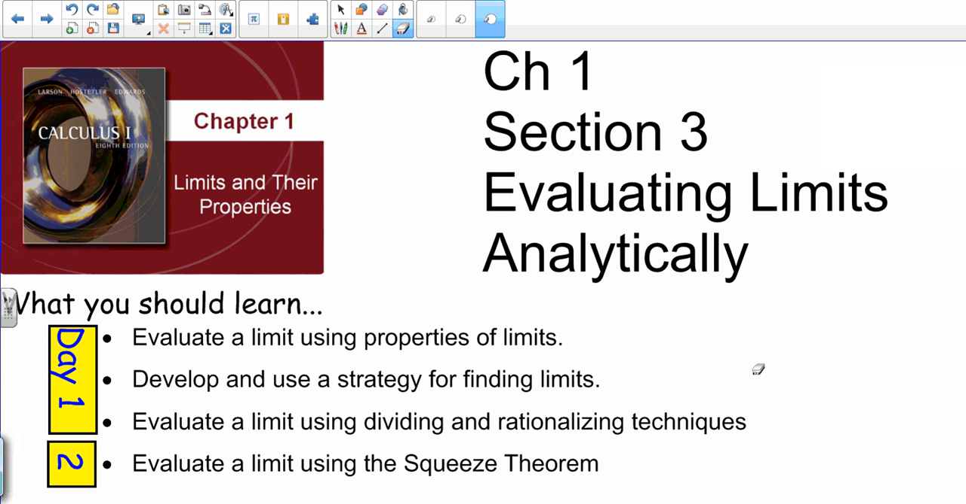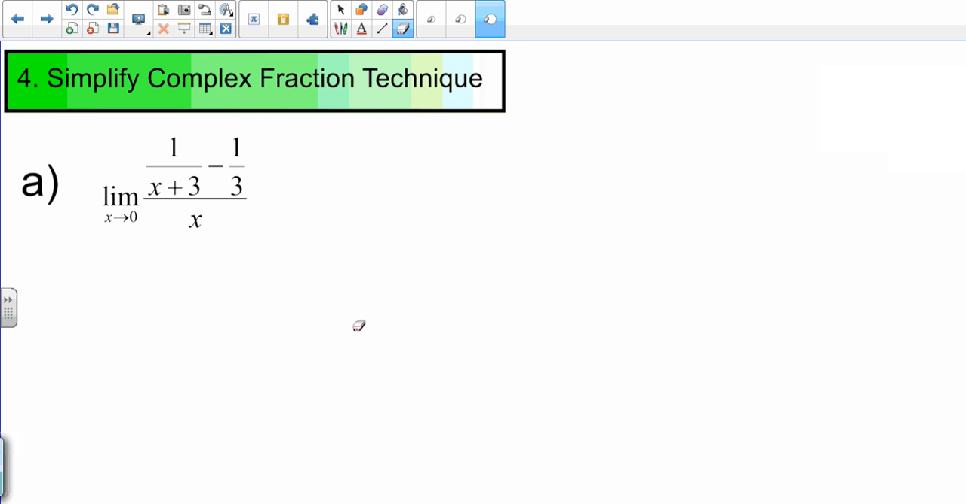Welcome. Chapter 1, Section 3, Evaluating Limits Analytically. And we are on day 2. So we'll be looking at the squeeze theorem today. Also, we need to look at what to do if we have complex fractions. Number 4 picks up at that.